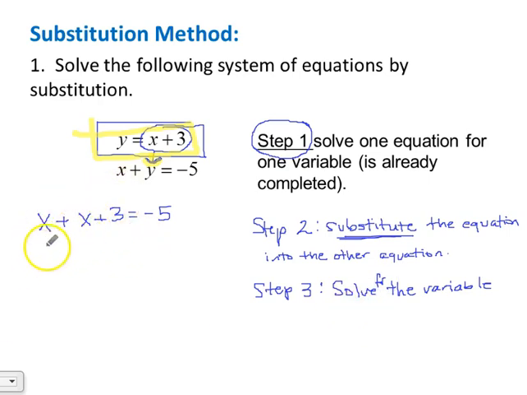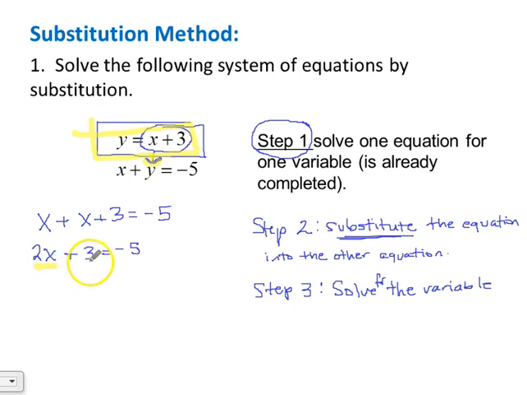I'm going to combine my like terms. I've got 2 x's, combine those together. So I've got 2x plus 3 equals -5. And now I'm going to work on solving for x. I'm going to use my algebra skills where I want to get x all alone. And remember, we want to move the terms that are farthest away from the x term first, or we want to do opposite of PEMDAS, so we want to add or subtract first.